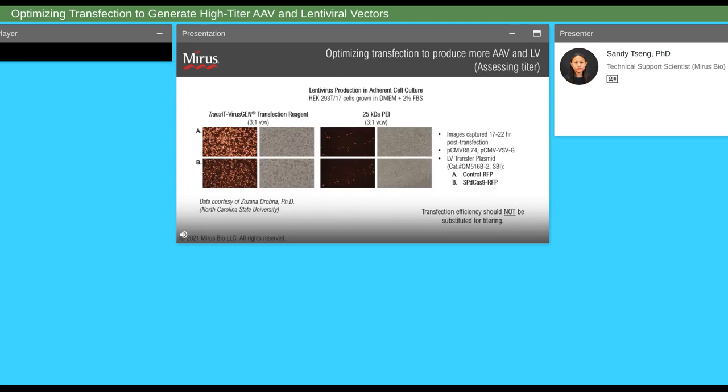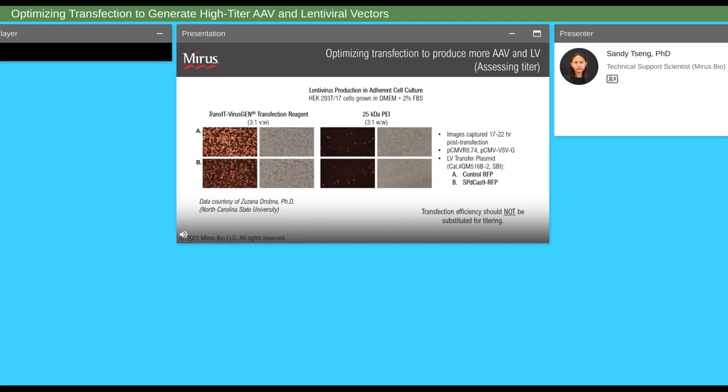The last topic I wanted to touch on is the last stage of transfection. Not quite transfection itself, but the assessing of viral vector titer. And what I'm showing you here is a comparison of transfection for lentivirus production using the TransIT-VirusGEN reagent alone or PEI in adherent 293T17 cells. And this is data courtesy of Dr. Drobna, who produced lentivirus that had an RFP reporter.